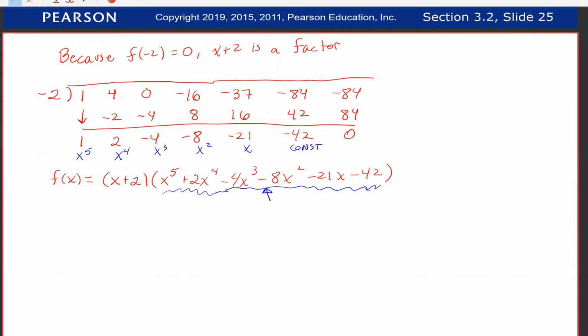And so we're going to perform synthetic division again, but this time we're going to work only with the expression underlined in blue. Because the other guy is already factored. X plus 2 is completely factored. I can't go any further.